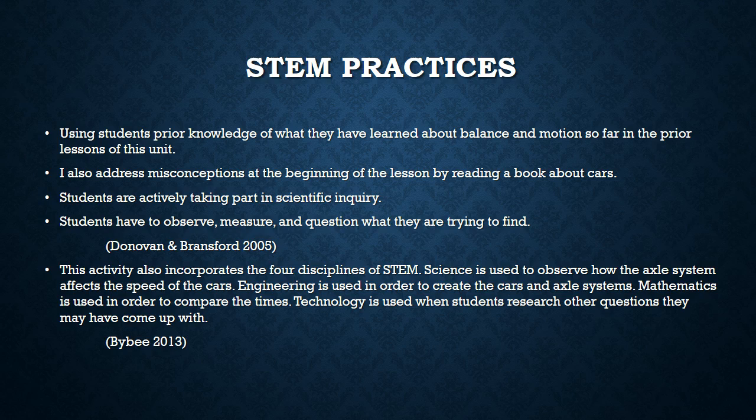This activity also includes the 4 disciplines of STEM. Science is used to observe how the axle system affects the speed of the cars. Engineering is used in order to create the cars and axle systems. Mathematics is used in order to compare the times. And then last but not least, technology is used when students research other questions they may have come up with during the project.